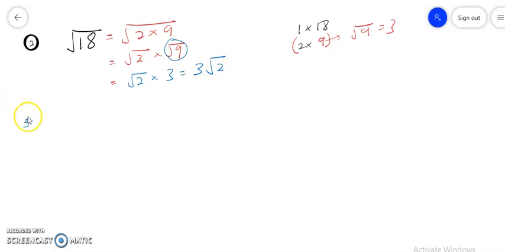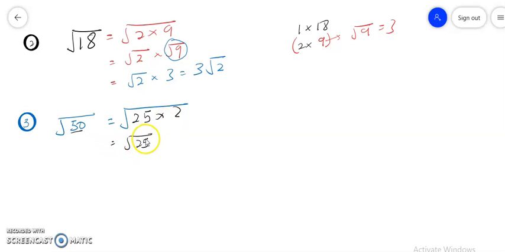Now let us try the third question, square root of 50. You can separate this 50 into 25 multiply with 2, which results in square root of 25 multiply with square root of 2, and here it becomes 5 square root 2.